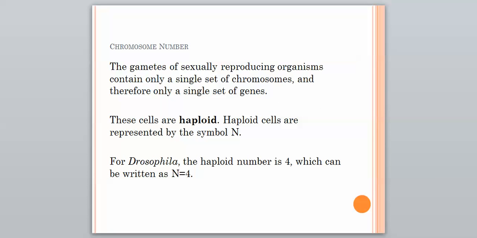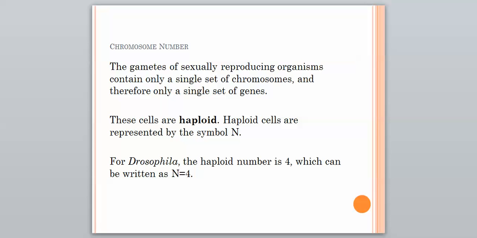And then another term that we need to know, that's kind of the opposite of this, is that when gametes are formed, the gametes of sexually reproducing organisms contain only a single set of chromosomes and therefore only a single set of genes. Whereas in our normal cells we have homologous chromosomes that are matched up together. Now in our gametes, in our sperm and in our egg, this kind of goes out the window.